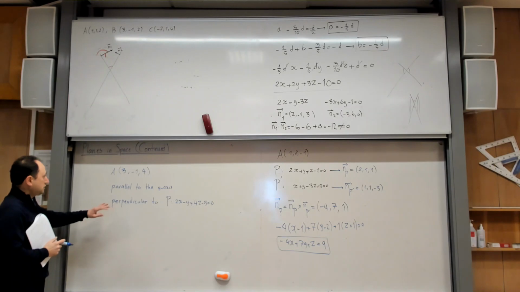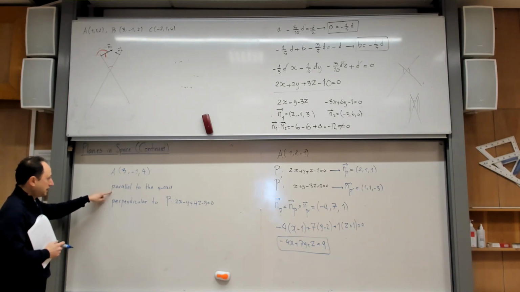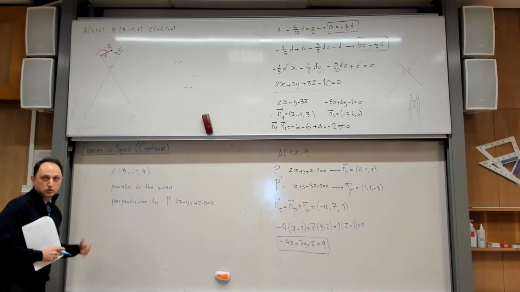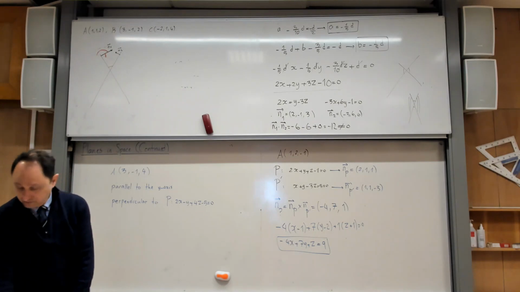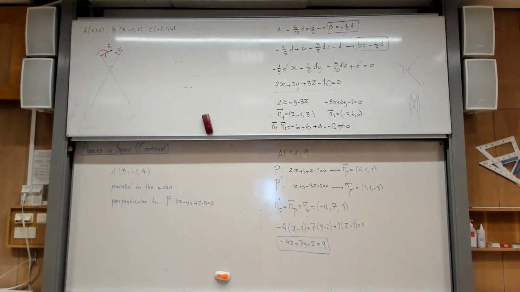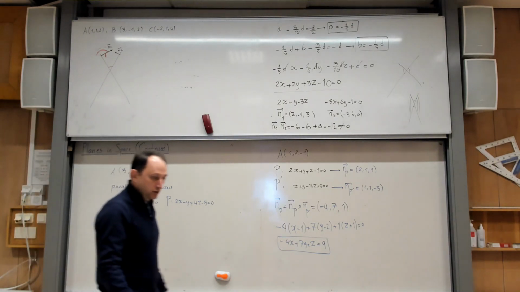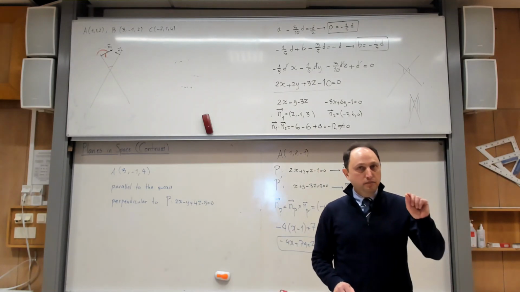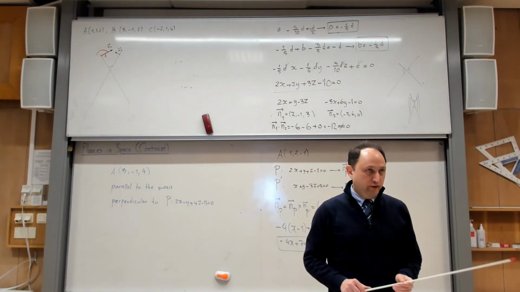Determine an equation for the plane that passes through this point, parallel to the y-axis, but perpendicular to this plane. Yes, you want to write an equation for that plane. Let me tell you something else. I told you the standard way is to find a point and a perpendicular vector.